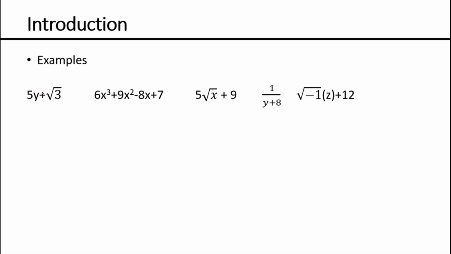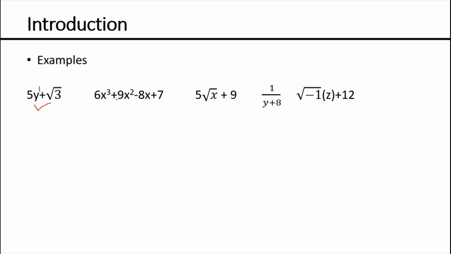Now let us take a look at few other expressions, and on the basis of what we have just learned, we'll try to determine whether these expressions can be termed as polynomial or not. Look at the first term. Here we can see that the variable y is having power 1, which is a non-negative number, and the coefficient of y is 5, which is a real number. The constant term is under root of 3, which is also a real number. Hence this expression is satisfying all the conditions of being a polynomial.